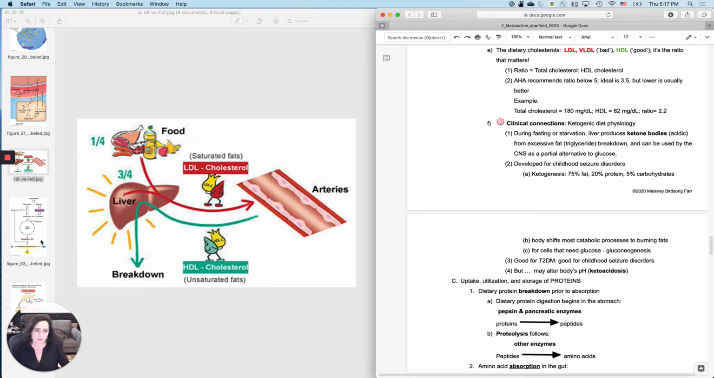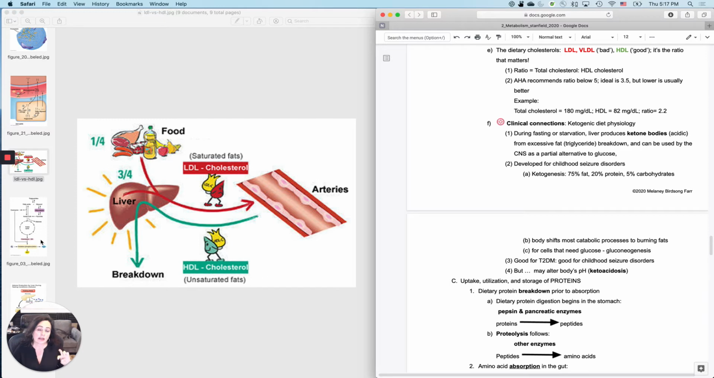So one of the things that happens during starvation or really long-term fasting or really, really low carbohydrate diets is that your body can try to switch the brain specifically, and other organs too, to no longer depend so much on burning glucose.